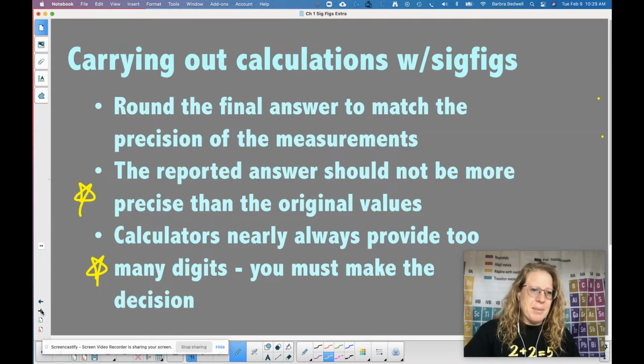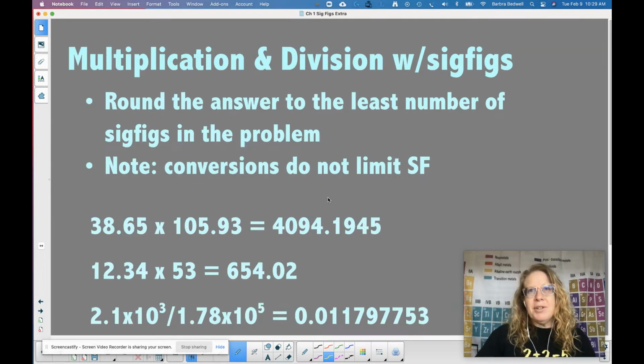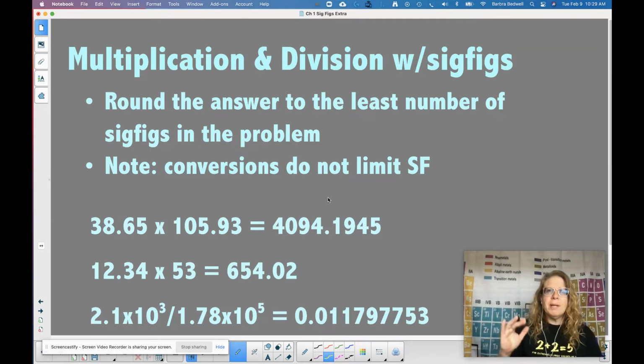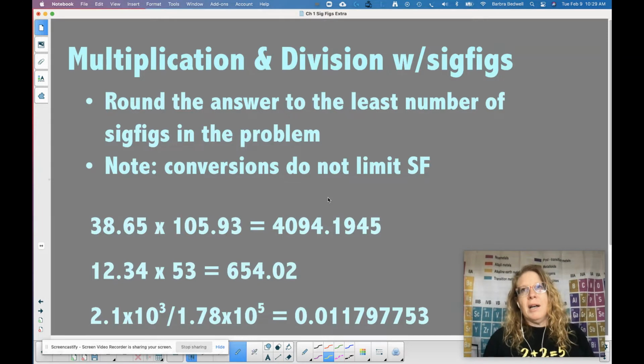Let me move forward here and give some examples of what this looks like. There are two different general rules. One of them applies to multiplication and division, and one of them applies to addition and subtraction. Then we'll look at how to apply them to combination problems. With multiplication and division, the rule is you go with the least number of SigFigs. You look at your original values that are given to you, and then you round your answer to match the worst of them. The one with the least number of SigFigs is how I round my problem.